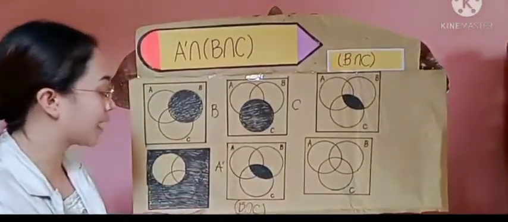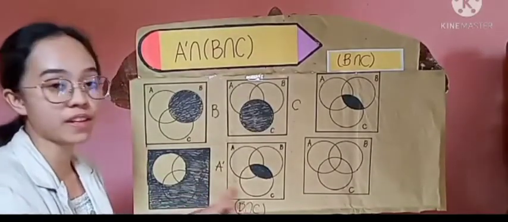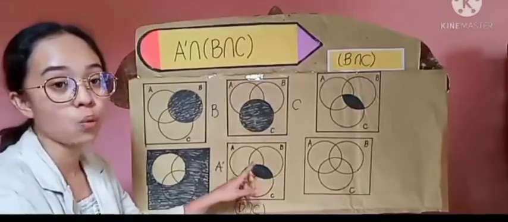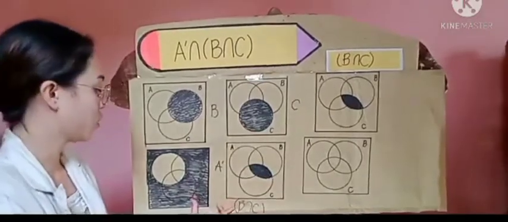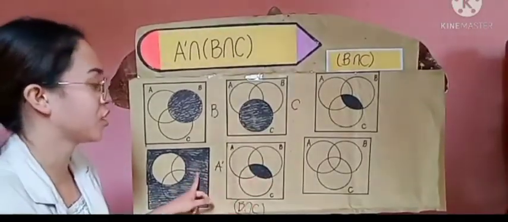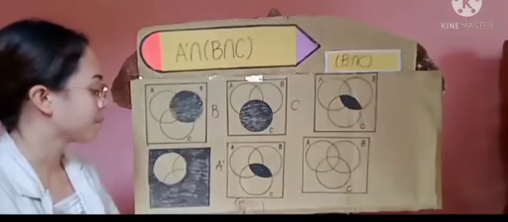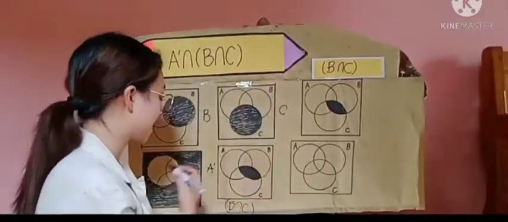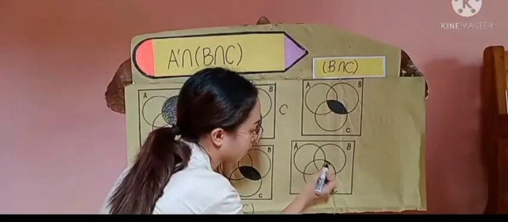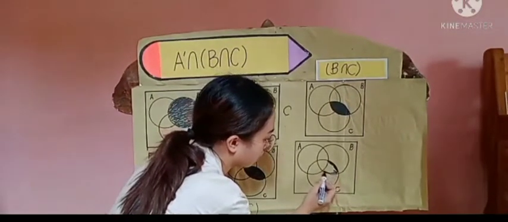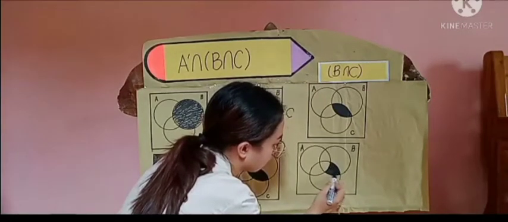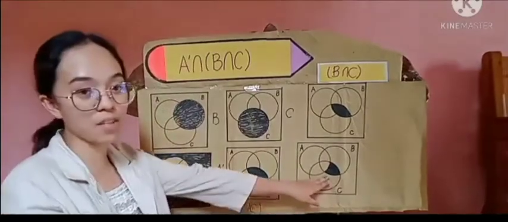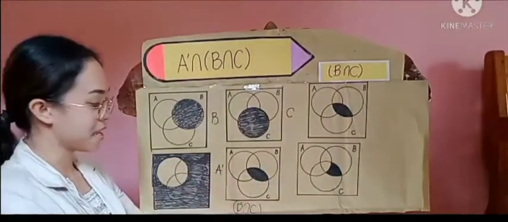If we combine these two Venn diagrams, let us look at what the common shaded part is. The common shaded part of these two Venn diagrams, or the intersection of not A, B, and C, will be the answer. So this is the common shaded part of not A, B, and C.